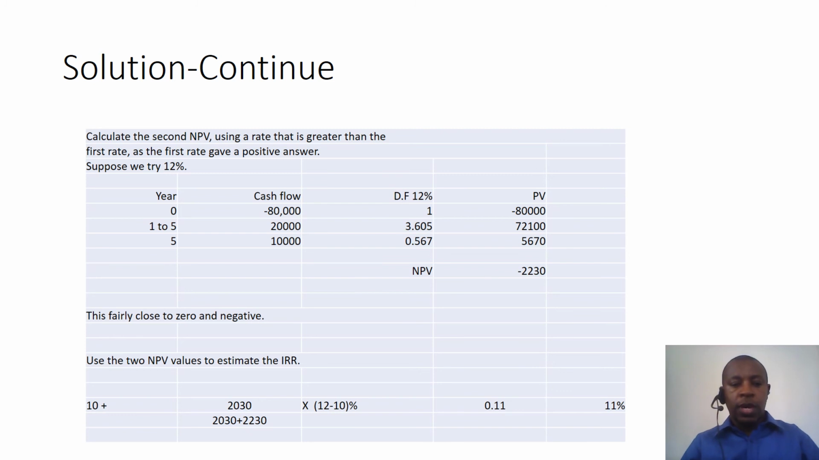Use the two NPV values to estimate the IRR. 10 plus $2,030 divided by $2,030 plus $2,230, multiplied by 12 minus 10, gives 11%.